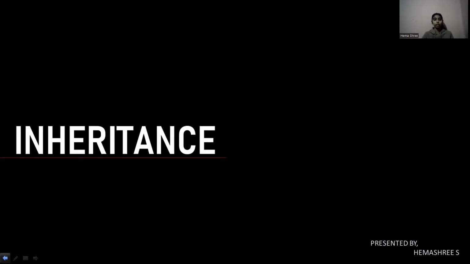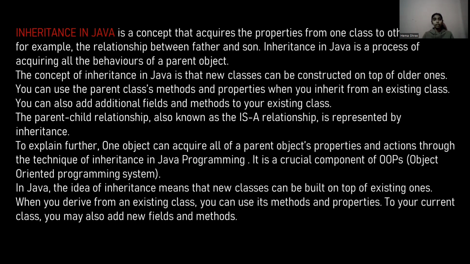Today I'll be telling about inheritance. Inheritance in Java is the concept of acquiring the properties from one class to the other class. For example, the relationship between father and son. Inheritance in Java is the process of acquiring all the behaviors of a parent object.